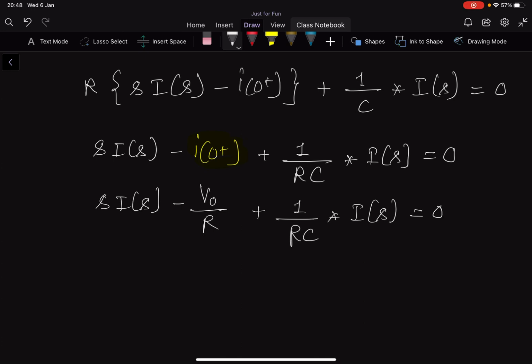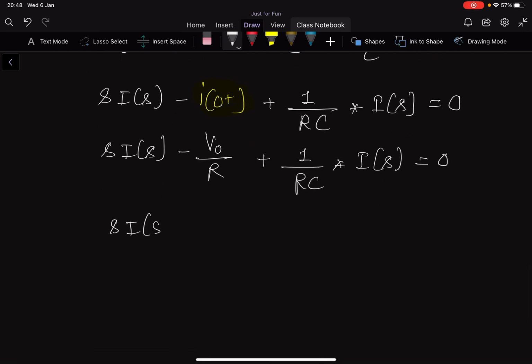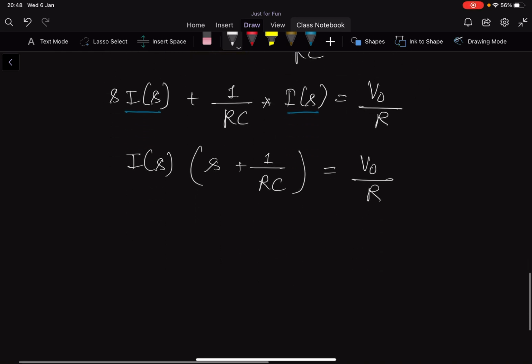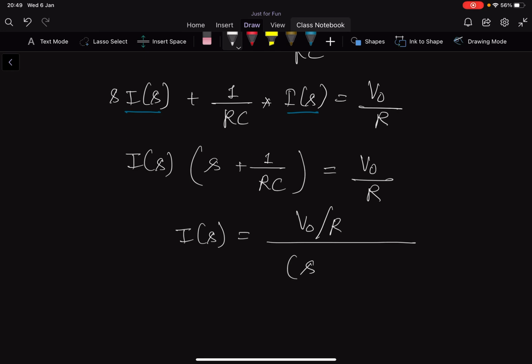Let's put this constant to other side, and we'll get sI(s) plus 1 over RC times I(s) equals to V0 over R. So now we can see that I(s) here and I(s) here is common. So we can take I(s) common in this expression. We'll get I(s) as a common, and the leftover is s in this term, and in this term we have 1 over RC, equals to V0 over R. Now we have to throw this s plus 1 over RC on the other side, because we want to free our I(s) on one side. So we're going to get I(s) equals to V0 over R, everything divided by s plus 1 over RC.